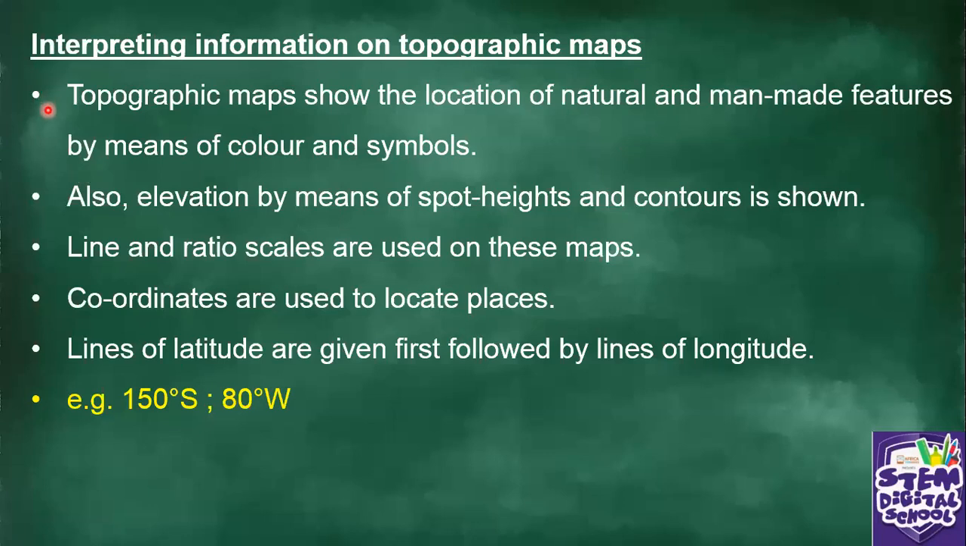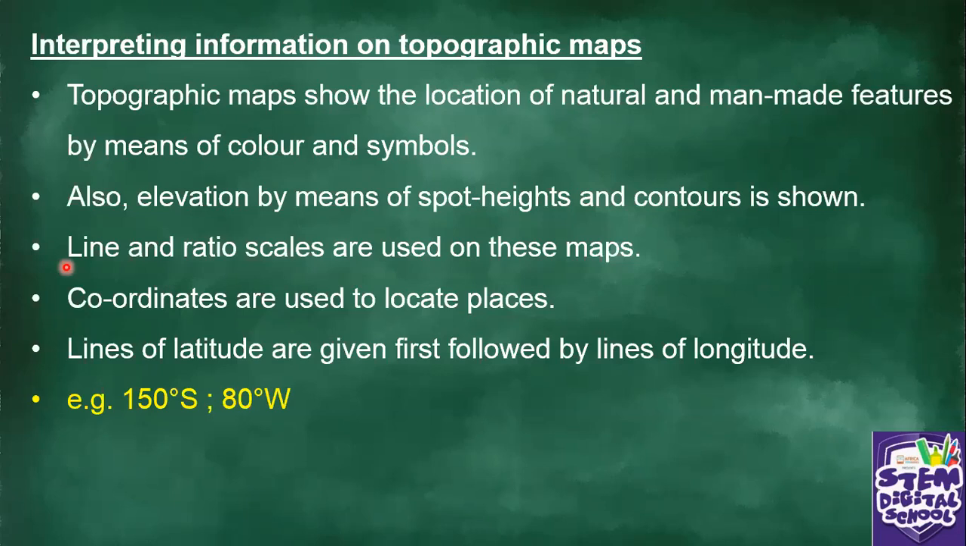Topographic maps show the location of natural and man-made features by means of color and symbols. So they just show the location of natural and man-made features by means of what? Different colors and symbols. Also, elevation by means of spot heights and contours is shown. We're going to look at what spot heights are as we go through the lesson. The contours, we did them for contour lines, okay? Line and ratio scales are used on these maps. So they can be a ratio scale or a line scale.